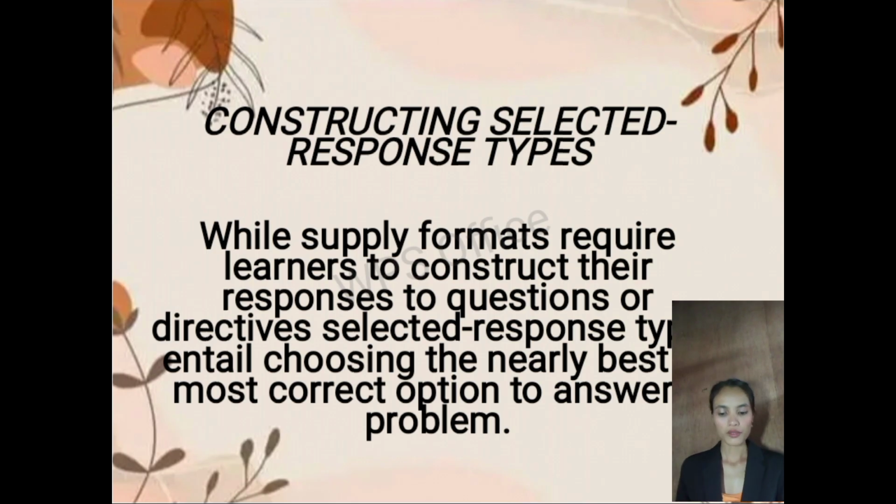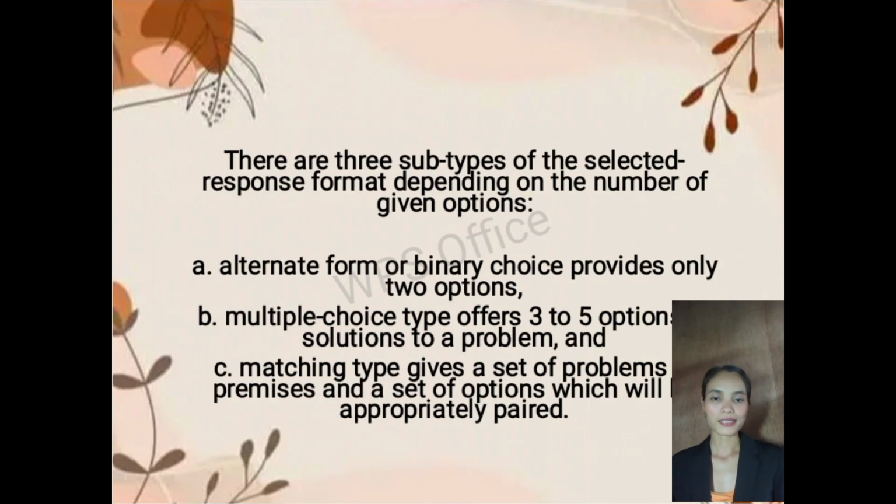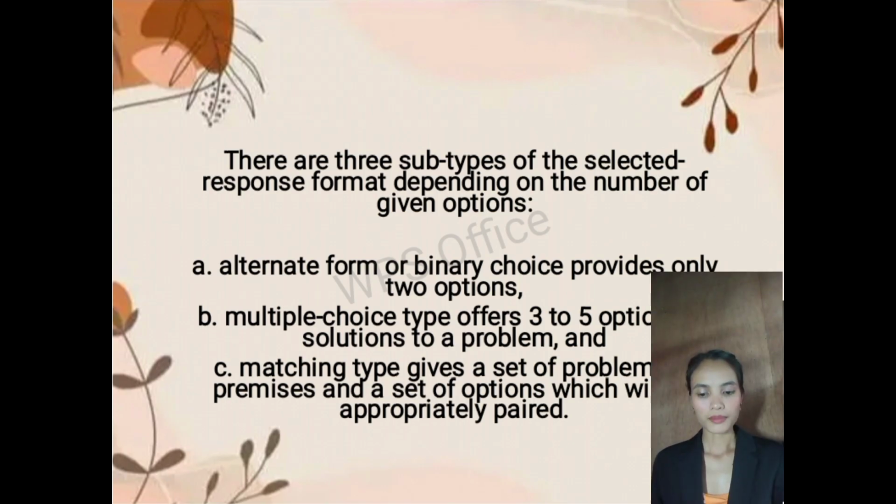So, the greatest challenge for these item formats is the construction of possible options or distractors so that no one stands out as obviously correct. There are three types of selective response formats. First is alternative form or binary choice, which provides only two options. Second is multiple choice type, which offers three to five options as solutions to a problem. And lastly is matching type, given a set of problems or premises and a set of options which will be appropriately prepared.